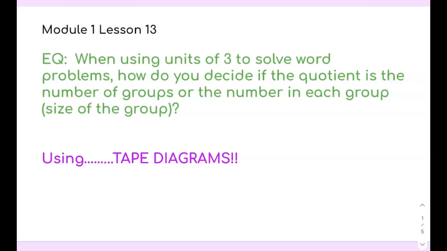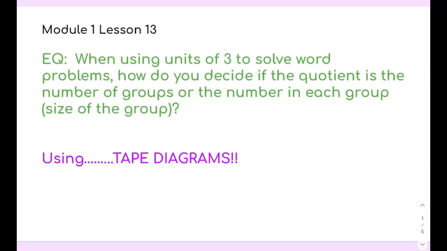Hi, boys and girls. We are going to start lesson 13 for math. And our essential question is, when using units of 3 to solve word problems, how do you decide if the quotient is the number of groups or the number in each group, which is the size of the group? And we've been working on that, and we're going to continue working on it. And we're going to do it using tape diagrams.